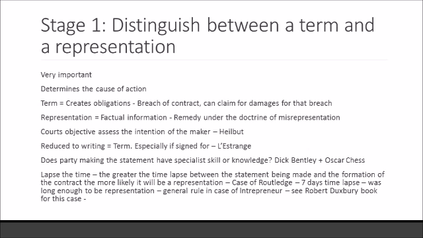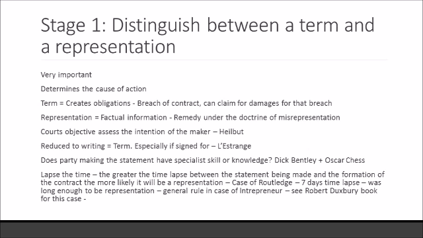Furthermore, you need to ask yourself, does the party making the statement have specialist skill or knowledge? I've put two cases up on the slide, Dick Bentley and Oscar Chess. In Dick Bentley, there was a car salesman who made the representation that a particular car had done around 20,000 miles. However, the car had actually done around 100,000 miles, and this was held to be a term. I'm not going to tell you why just yet. First, I'm going to contrast that with the case of Oscar Chess, and then I will explain why. There are actually three reasons why those two cases had different results.